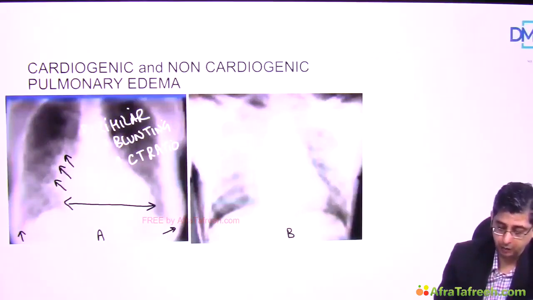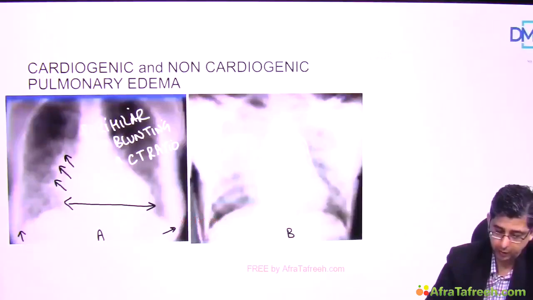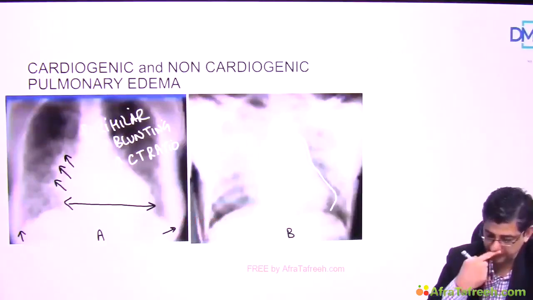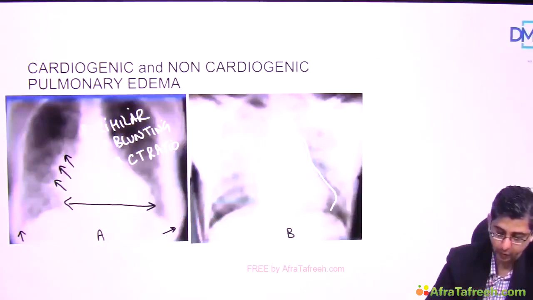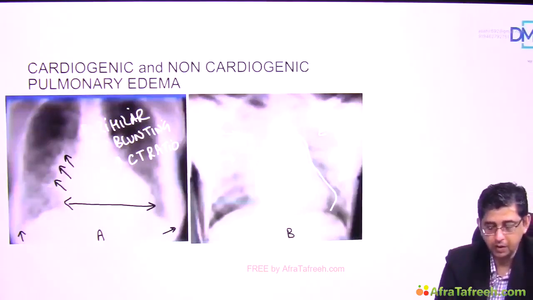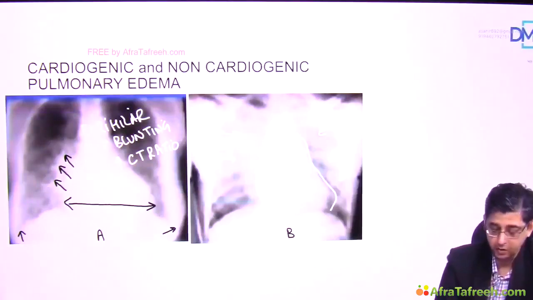In image B, I would like you to draw your attention to the fact that the cardiac borders are very clearly appreciated on both sides. Normal vascular shadows are also present. The edema is starting from the periphery and coming towards the middle. The heart size also looks okay in this case. So the right hand side X-ray should be called non-cardiogenic.